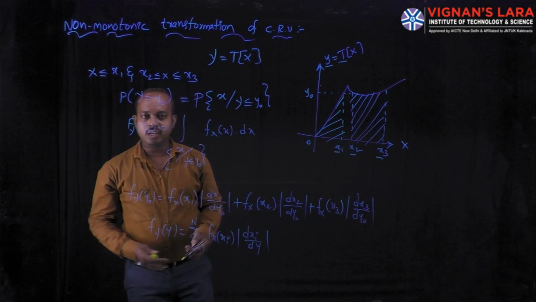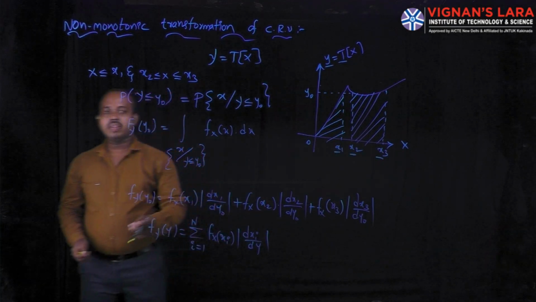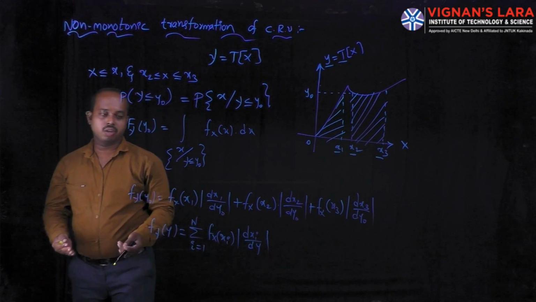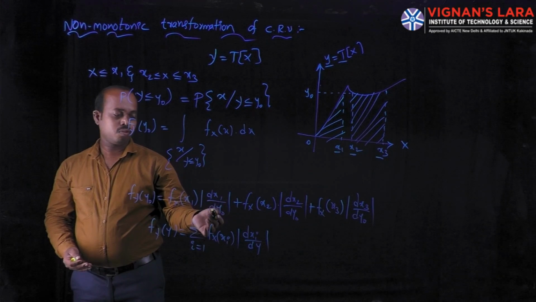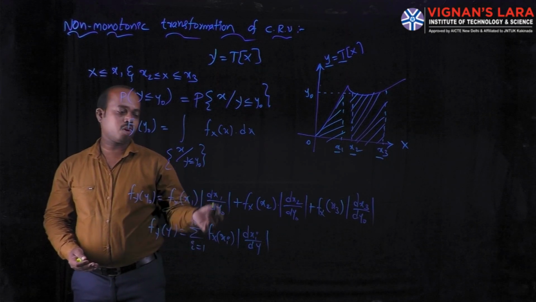Now I directly write that for each and every event we have the transformation f of x at x1 times the modulus of dx by dy naught.